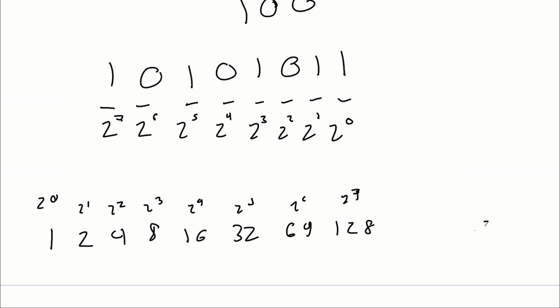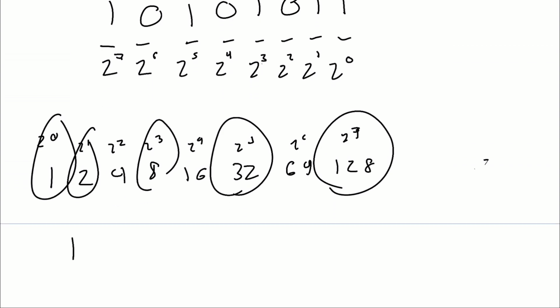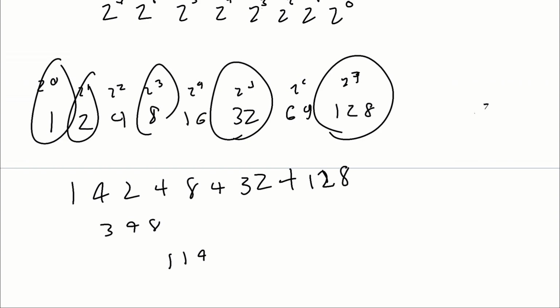We don't need these. If you're trying to convert this into decimal, anywhere there's a 1, add it to your final answer. So we're going to add this one in, the 5 one we're adding in, the 3 we're adding in, and then the 1 and the 2. So basically add in 1 plus 2 plus 8 plus 32 plus 128. That gives you 3 plus 8, which is 11, plus 32, which gives you 43, plus 128, which is going to give us 171, I think.